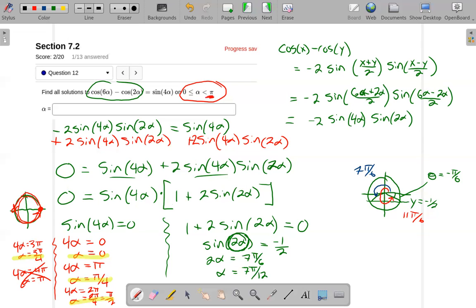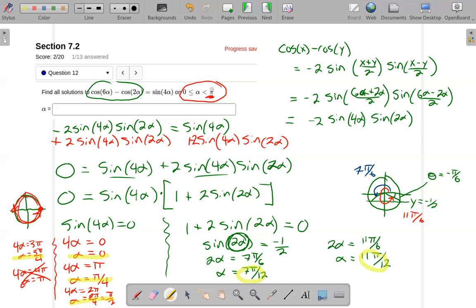All right, so let's see about that one right there. I also believe that the angle 2 alpha could be 11 pi over 6. And so then alpha would be 11 pi over 12. 12 pi over 12 would be pi, so this is just less than that. So I think I have 2 more solutions here. Wow, this was a big one. So I think I have 1, 2, 3, 4, 5, 6 different solutions between 0 and pi.